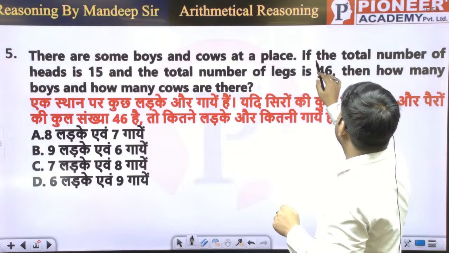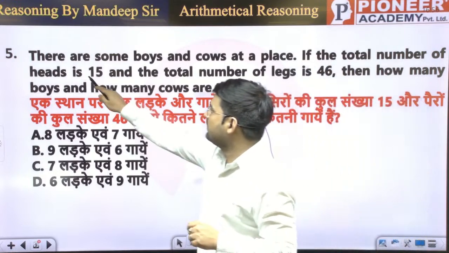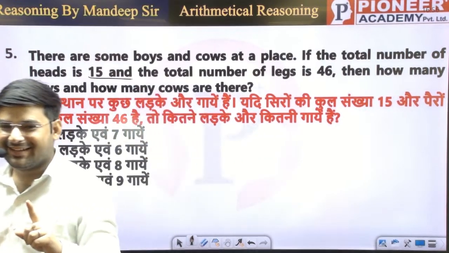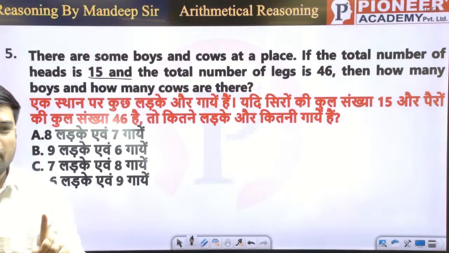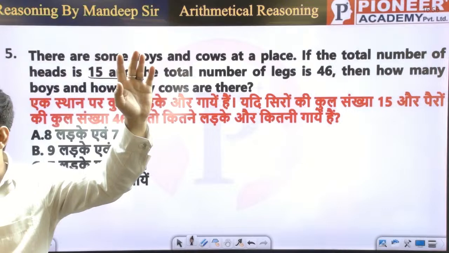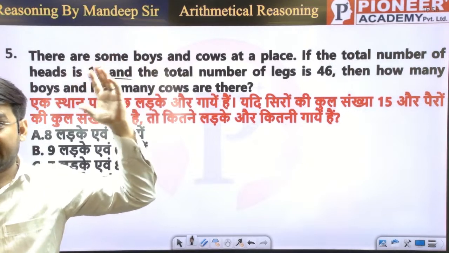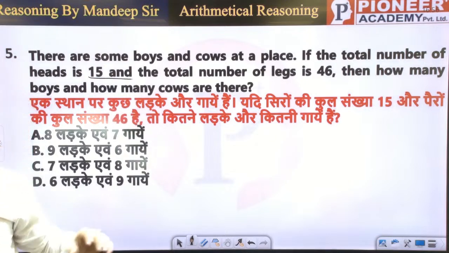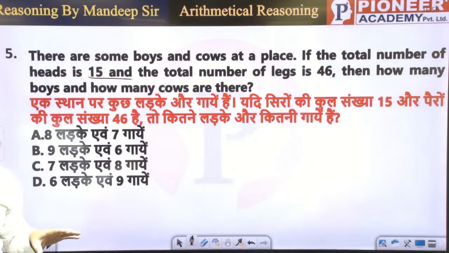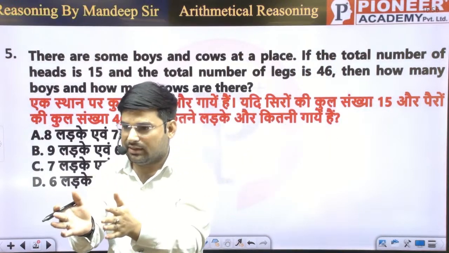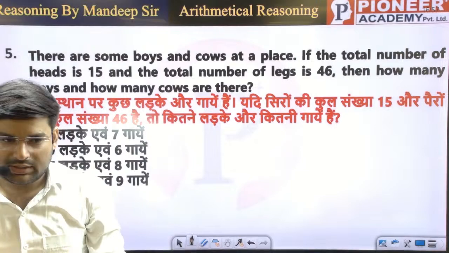It's a key point. If the total number of heads is 15, everyone has only one head. Do you know about Ravan? How many students know about Ravan? Ravan has 10 heads, Dashanan. But there is only one head to every person. So if there are 15 heads, there are 15 cows and boys in total, including boys and cows. Total are 15.